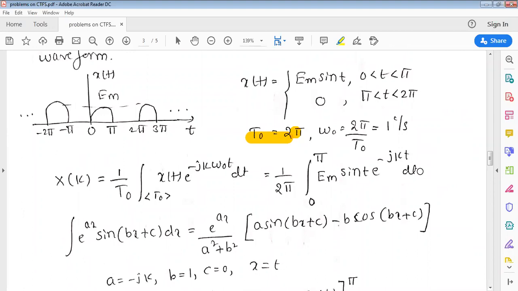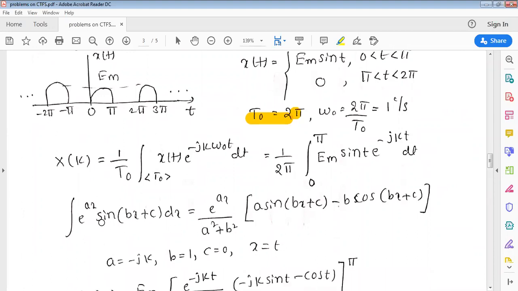So what I will do, I'll take the ready-made formula for this one. The integral of e^(ax) sin(bx + c) dx is given by e^(ax)/(a² + b²) times (a sin(bx + c) − b cos(bx + c)). If you remember this formula, it will be very easy.